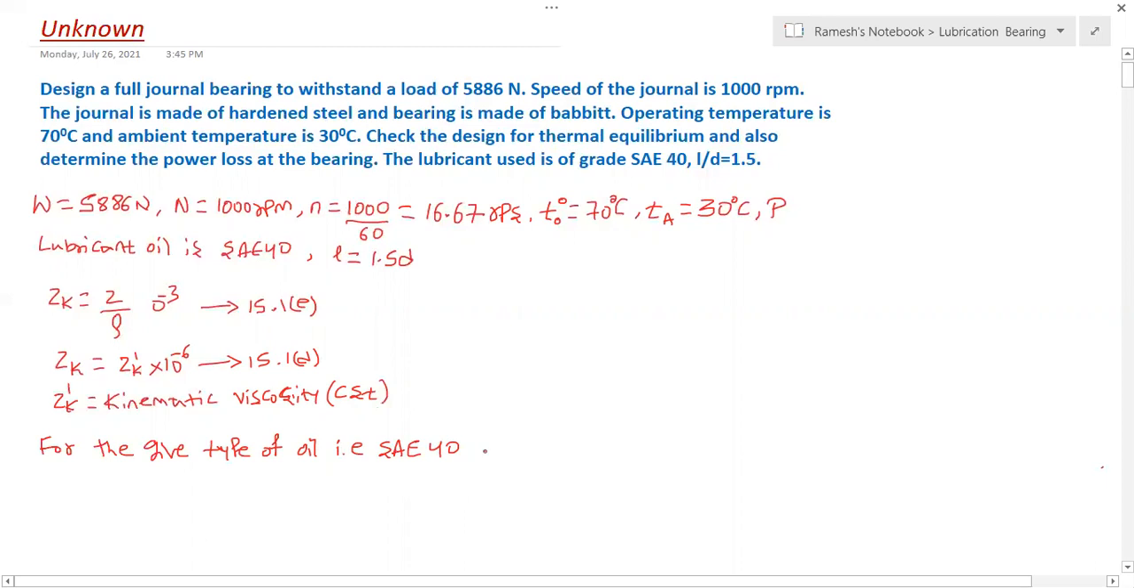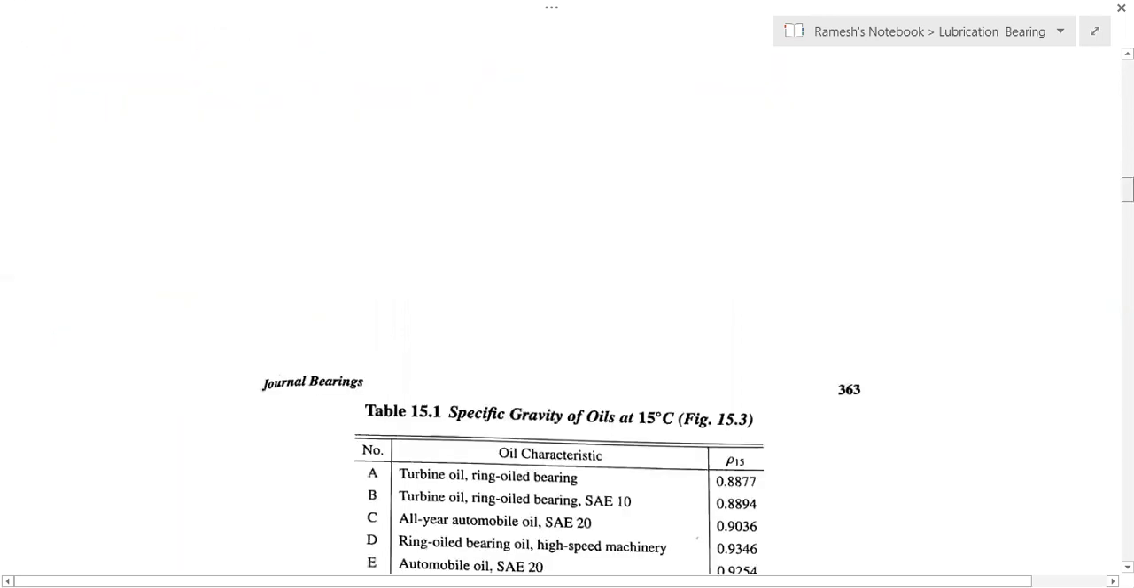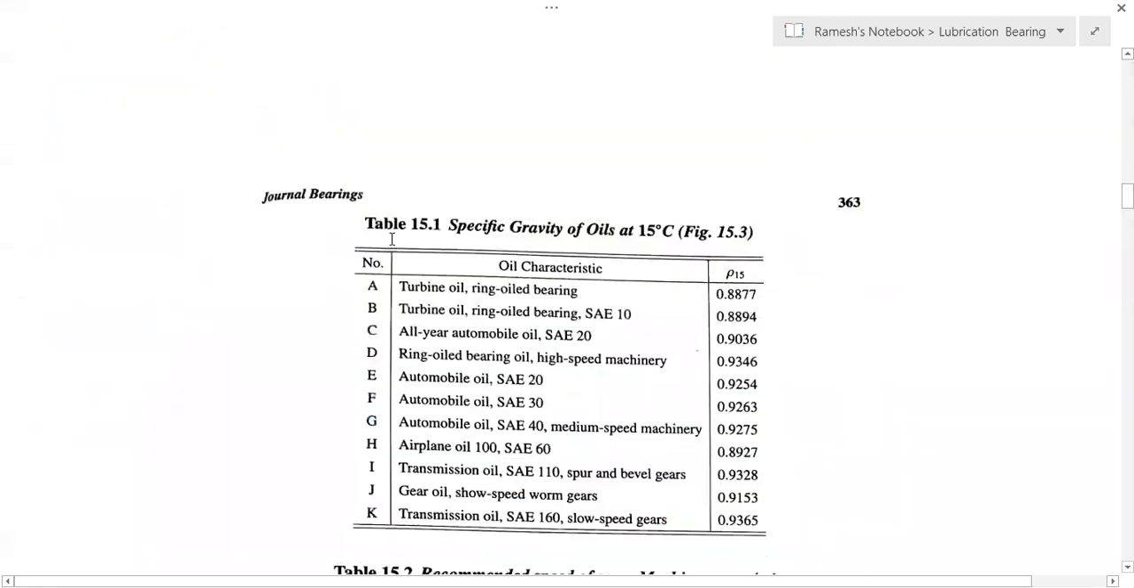For this, which table do you need to refer to? You can see that this is the table in your data handbook, page number 363. To find the specific gravity of the oil at 15 degrees Celsius, you have to refer to table 15.1, and you have to see the oil characteristics.